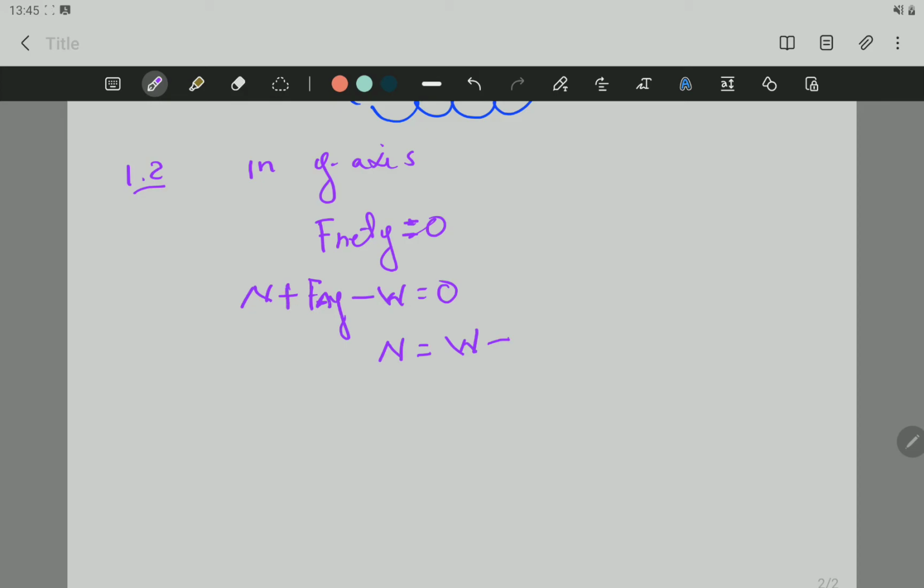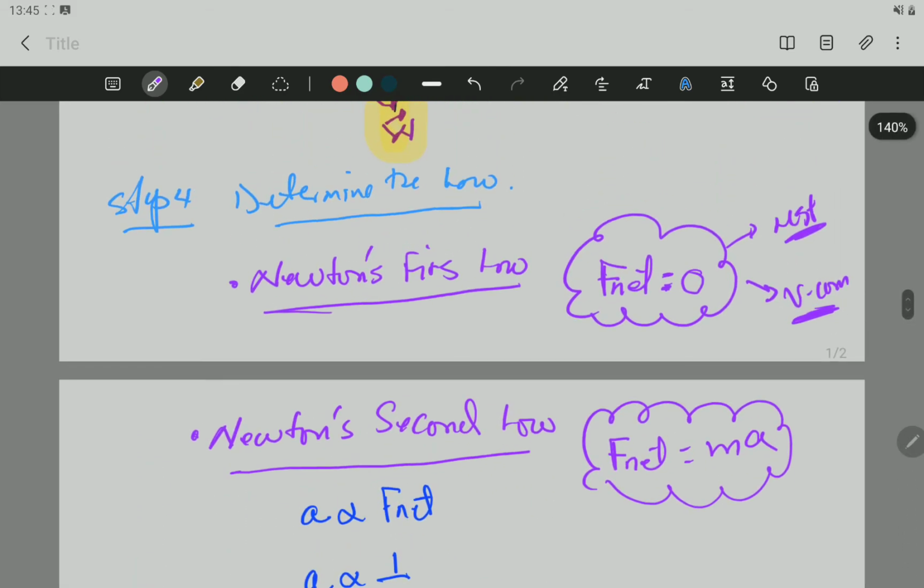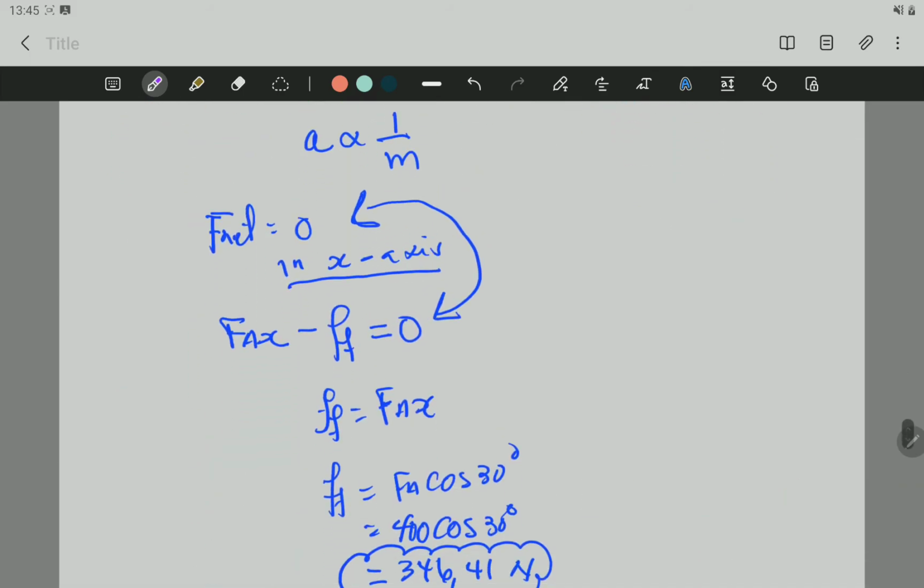This is positive there, sorry. On top is normal plus applied force in y minus weight. So it's weight minus applied force in y. Now, applied force in y, if you go there to the free body diagram, you can see that this is the opposite side. This one here is the same as this one here. Okay, it's the opposite side.